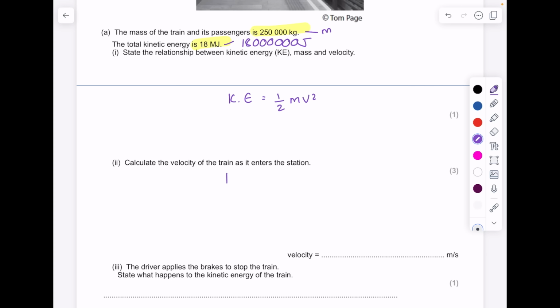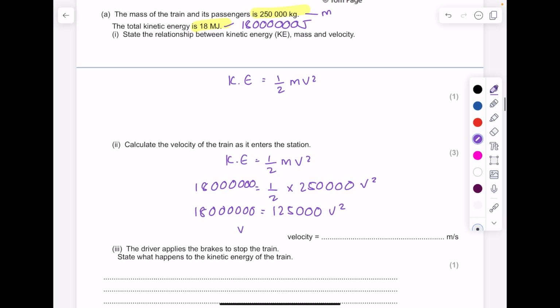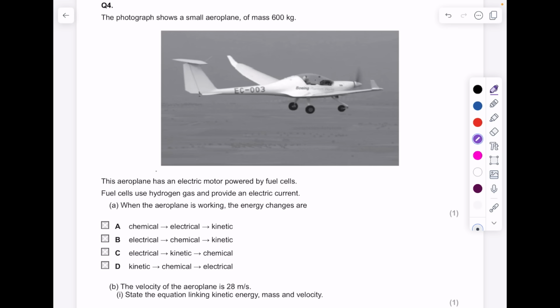Now, with this equation, it's pretty nasty, so actually I never bother to rearrange it. I just sub in my numbers. Our kinetic energy, remember, is this huge number. I've already sorted out the units. Our mass was 250,000, and we're after v squared. Simplify. Divide both sides by 125,000 to get v squared equals, and then square root to get a final answer of 12 meters per second.